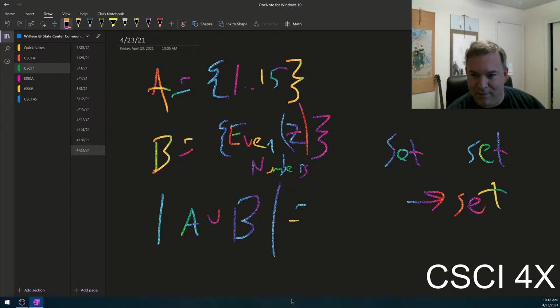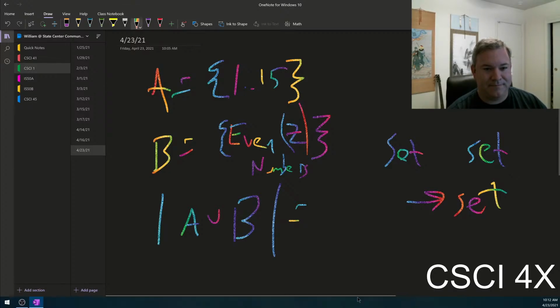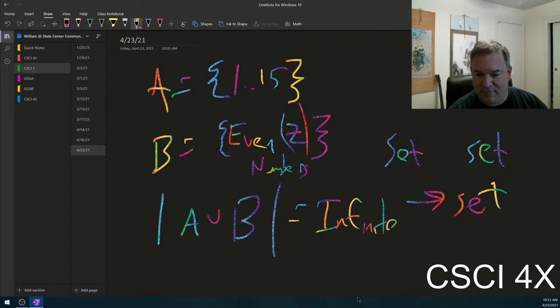The union. How many numbers appear either in A? Well, there's 15 here. How many numbers appear in B? That's an infinite set. So the union of these is going to be infinite. But yeah, we can just write infinite, I guess. If you take discrete math, you'll learn to talk about that with a little bit more precision. Sure. Infinity plus 15, that's just infinity. So the size of that is infinite. Okay.